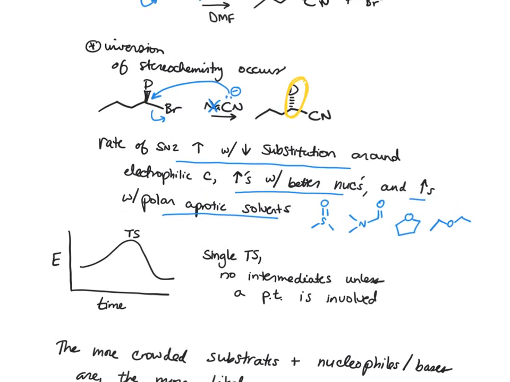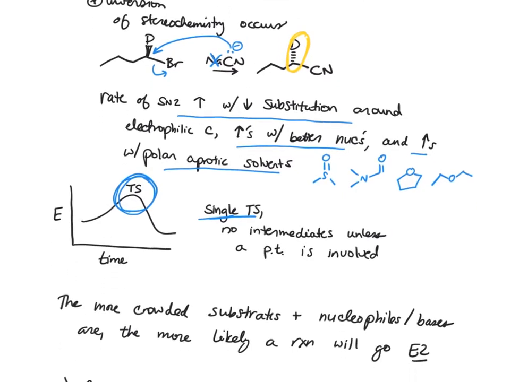The SN2 reaction involves a single transition state. There are no intermediates unless a proton transfer is involved, but that's not actually part of the SN2 reaction. That would be a proton transfer that follows the SN2 reaction itself. But this lack of intermediate and only undergoing a transition state is what causes that inversion of stereochemistry to occur, as opposed to a racemization of stereochemistry.